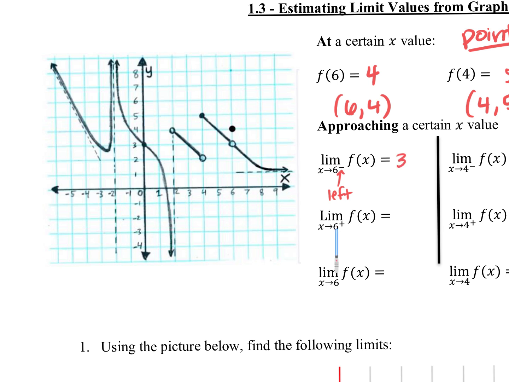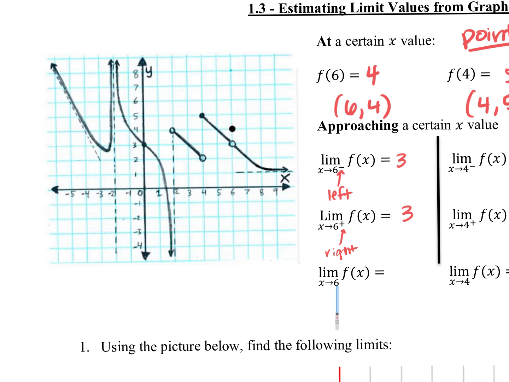Right underneath that, it says, hey, as x approaches 6 from the positive side. The positive side of the number line is always on that right side, right? So this little positive is just saying, come at it from the right side. If I'm approaching 6, I've got to get really close to 6 from the right side. Here's 6. I came in from the right side. Where's my finger end up? 3. It's the same thing.